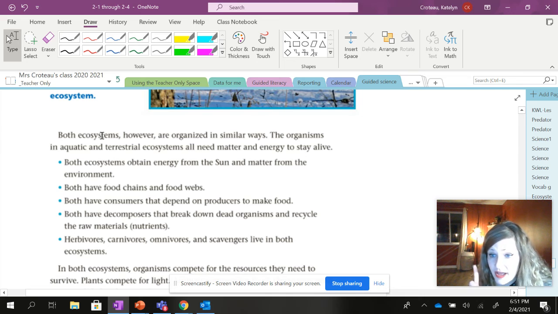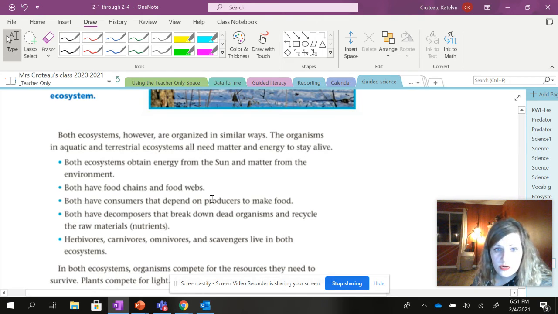Both ecosystems, however, are organized in similar ways. So now I'm hearing that they're going to switch into similarities. The organisms in both aquatic and terrestrial ecosystems all need matter and energy to stay alive. Okay. Then they're going to go into a list that sounds like maybe there's going to be some more similarities. Both ecosystems obtain energy from the sun and matter from the environment. Both have food chains and food webs.